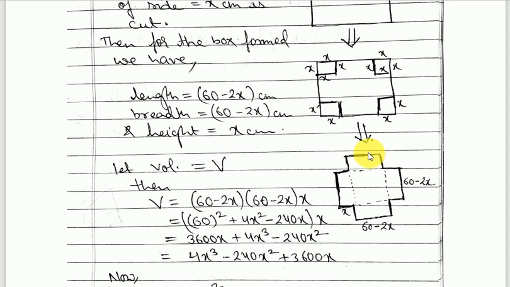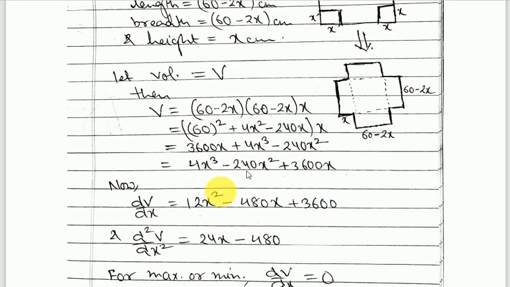Then volume of that resulting box will be 60 minus 2x into 60 minus 2x into x, that means length into breadth into height. So here you get (60 minus 2x) whole square into x. Using the (a minus b) whole square formula, you get this into x. Simplify, you get 4x cube minus 240x square plus 3600x.